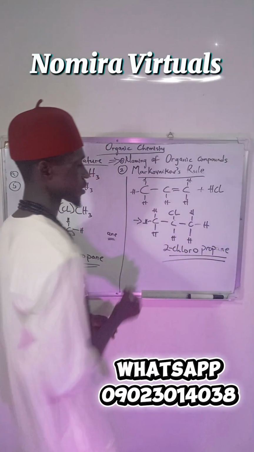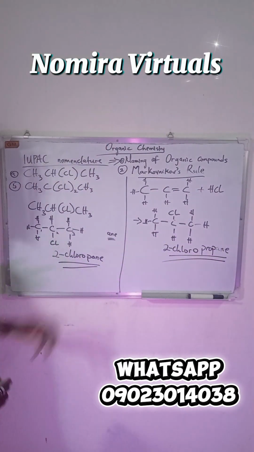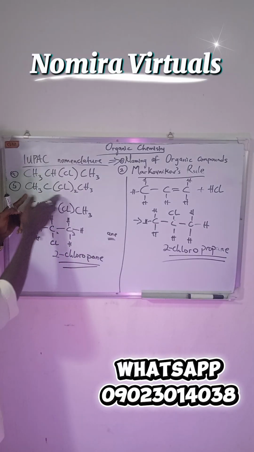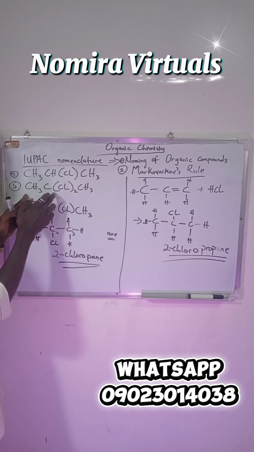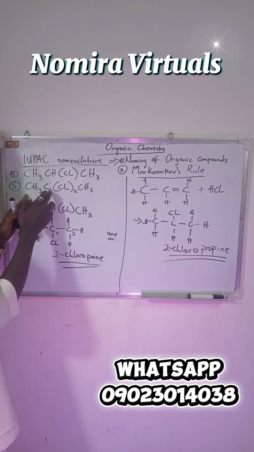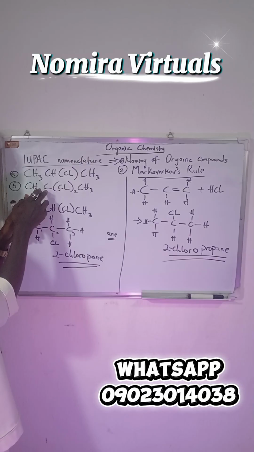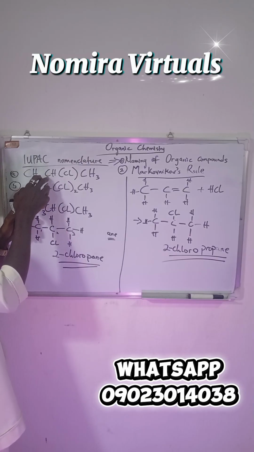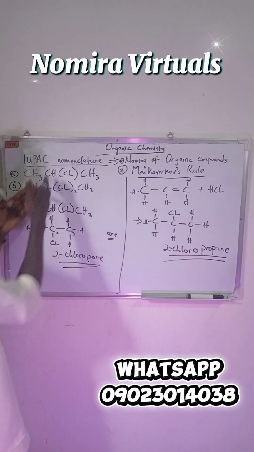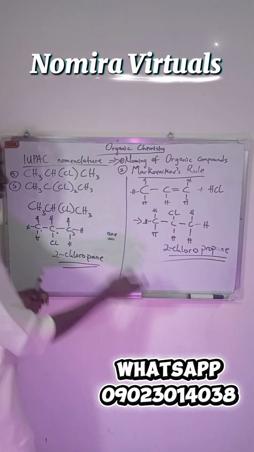2-chloropropane. So this is it. The next thing we are going to look at is what happens to this particular compound. This is slightly different from what we have here, because here we do not have any hydrogen attached to this carbon, and then we have hydrogen attached to this particular carbon. So let us see exactly what makes the difference between this and this, right?